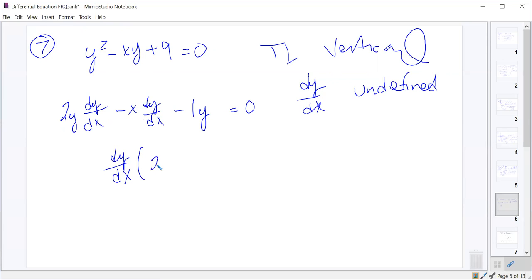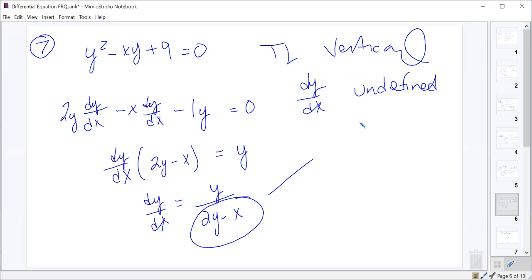We'll factor out the dy/dx on the left side and add the y to the other side to give us dy/dx equals y over 2y minus x. And in order for this to be undefined, the denominator needs to equal 0. So that would tell us that x is equal to 2y. So in order to figure out when that's true, we'll take every x in my original equation and replace it with a 2y.